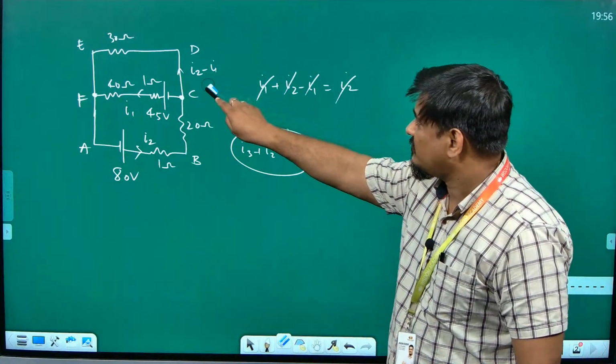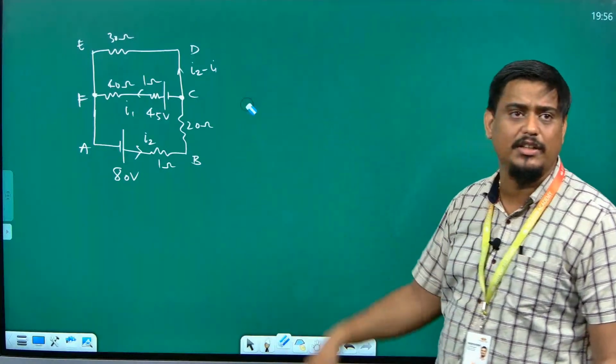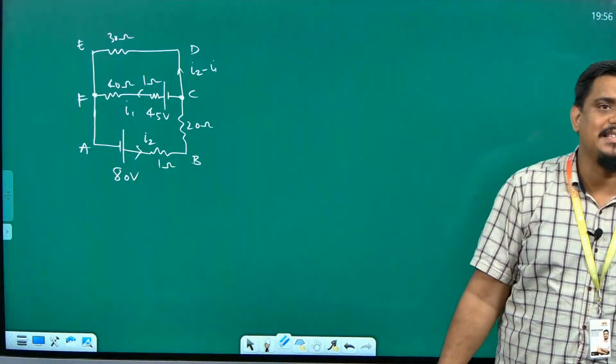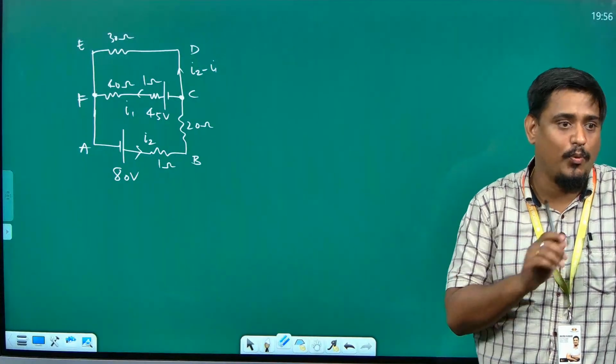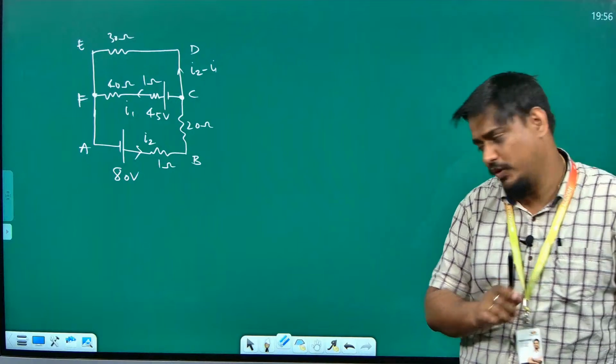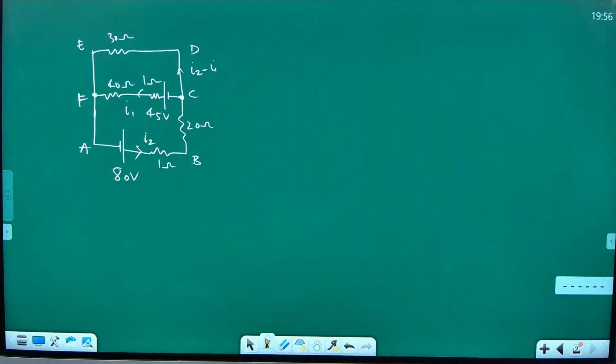So I hope everybody is clear with junction law. Anybody has any doubt in junction law? If anybody has any doubt in junction law, feel free to ask me, or else I'll go to loop law. Shall I go to loop law? Take the definition. All of you write down. Yes, please tell me, Pratap.